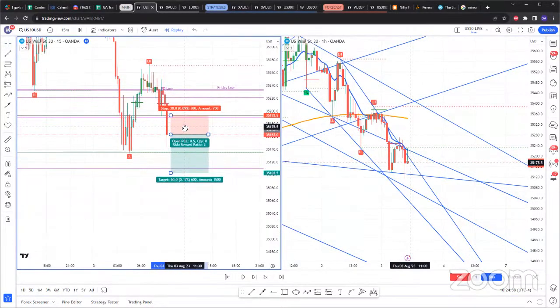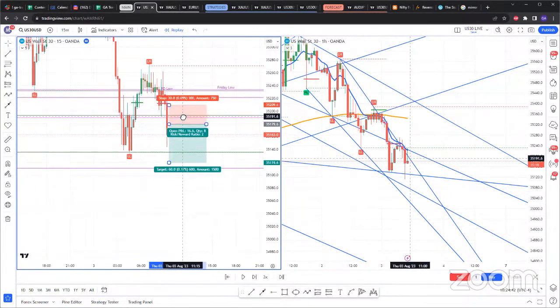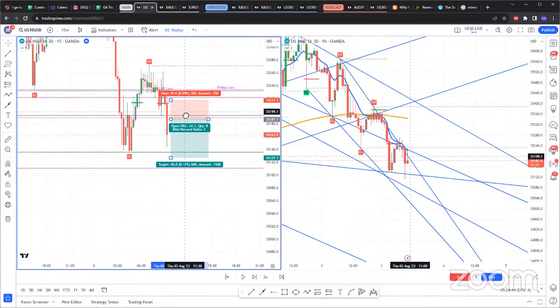So for me here, I knew that if I had a 30 pip stop here, it's not going to be above the parabolic zone. Does that make sense? And you're always going for 1:2?